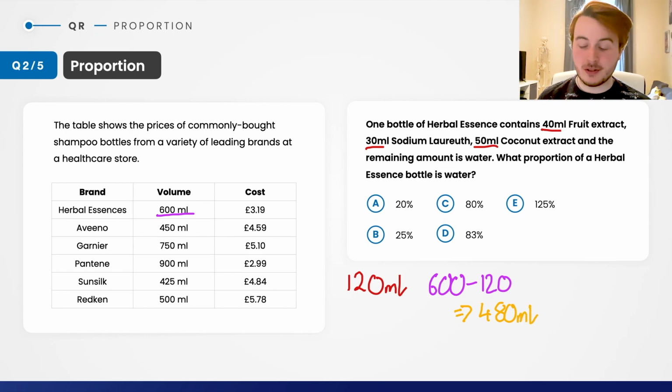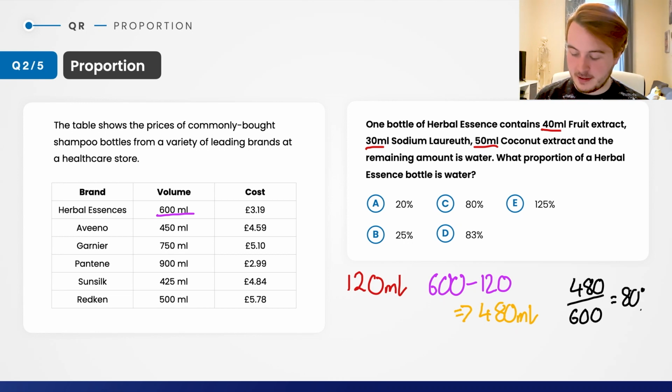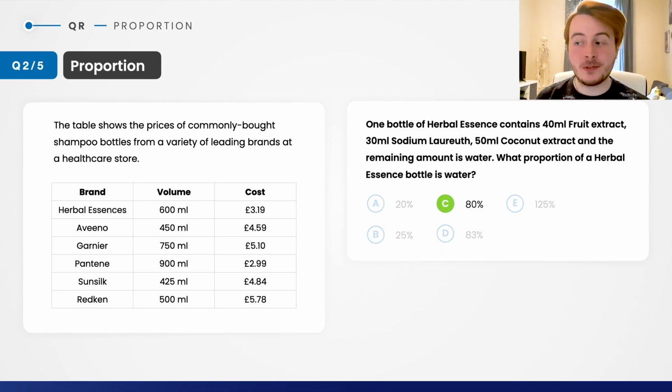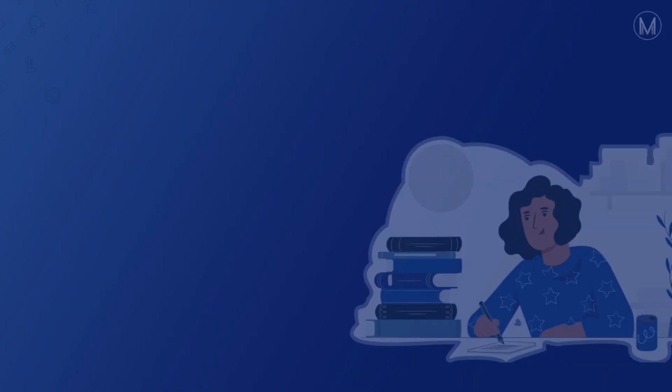And then our final step is to do 480 over 600, same as 48 over 60, which I know in my head instantly is going to be 80%. And thankfully, that is answer option C for this one. So again, very well done if you managed to get that one.